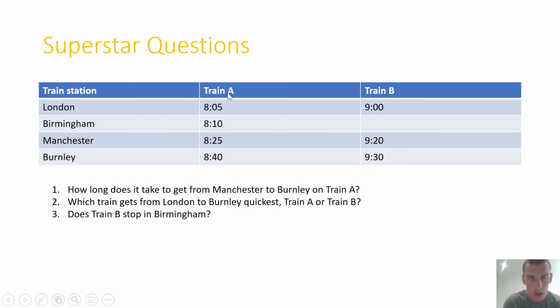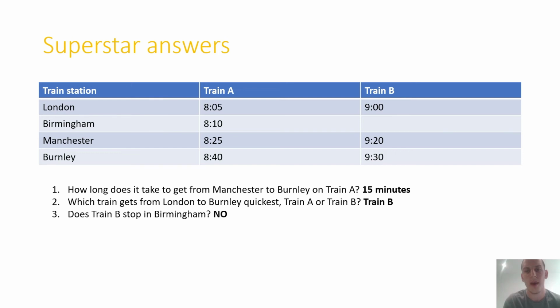Is it train A or is it train B? Both of them go from London to Burnley. You need to work out which one is quicker. And the third question is, does train B stop in Birmingham? Okay, does train B stop in Birmingham? Please pause the video, complete those tasks, and then press play when you're ready to go through this.